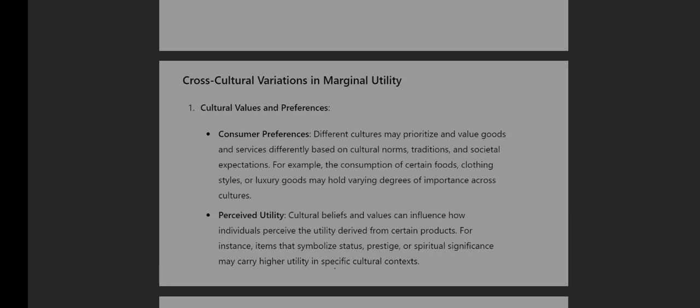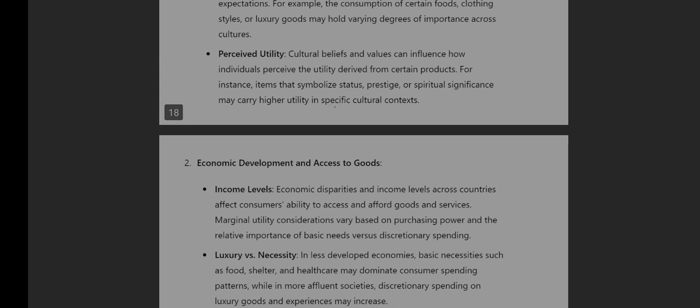Cultural values and preference. Consumer preference: different cultures may prioritize and value goods and services differently based on cultural norms, traditions, and social expectations. For example, the consumption of certain food, clothing, styles, or luxury goods may hold varying degrees of importance across cultures. Perceived utility: cultural beliefs and values can influence how individuals perceive the utility derived from certain products. For instance, items that symbolize status, prestige, or spiritual significance may carry higher utility in specific cultural contexts.